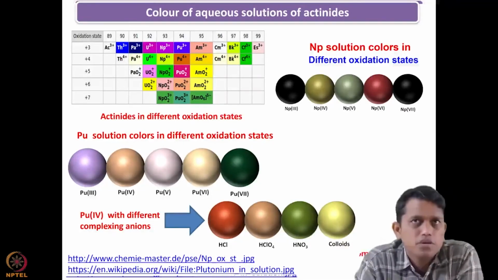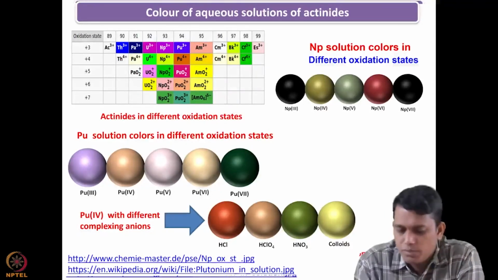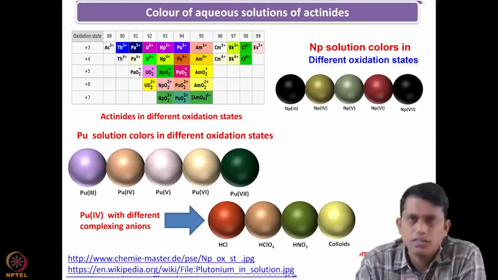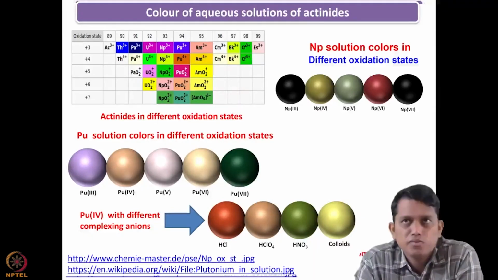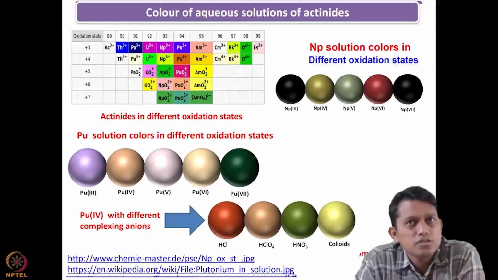Everybody is giving some beautiful colors, and in some of the real solutions reported in the literature, if you see those colors, suppose you take the neptunium solution. This is neptunium in different oxidation states, from 3 to 7. So this is 3, this is 4, 5, 6 and 7. If you see, there is a drastic change in the color when you are moving from 3 to 7. Suppose you take the plutonium solution again. There is a beautiful color that changes from 3 to 7.